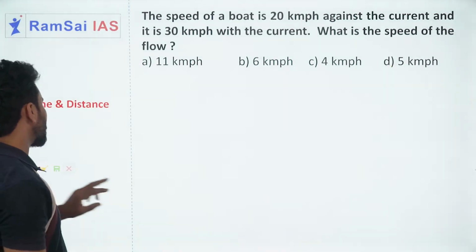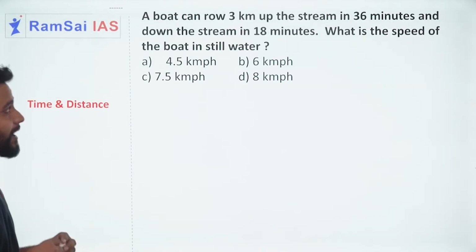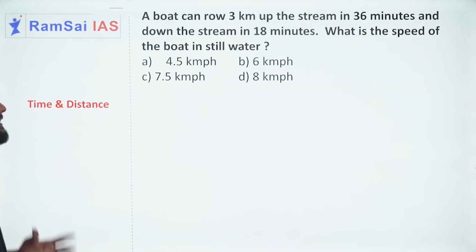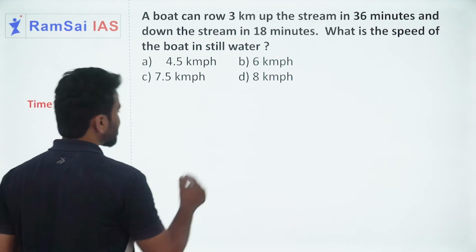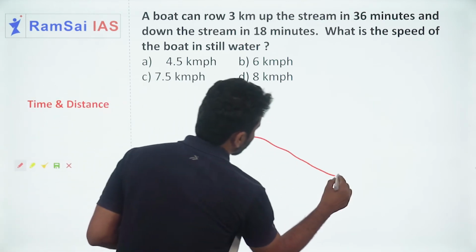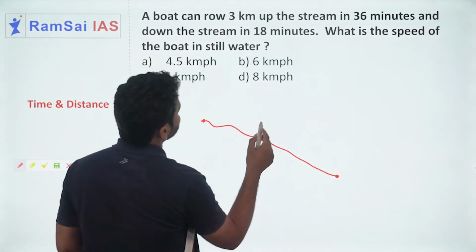Right? The next one. A boat can row 3 kilometers up the stream in 36 minutes and down the stream in 18 minutes. What is the speed of the boat in still water? Fine. Here the distance was given from up to down. This is 3 kilometers.